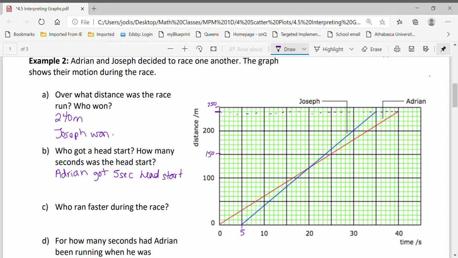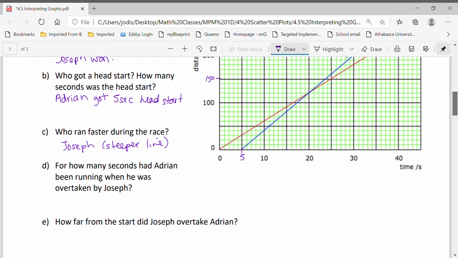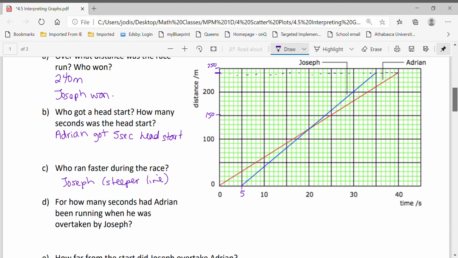Who ran faster during the race? Well, I would take a look at our lines, right? Which one is steeper? Okay, so Joseph's goes up a lot quicker than Adrian's does. So Joseph has the steeper line.